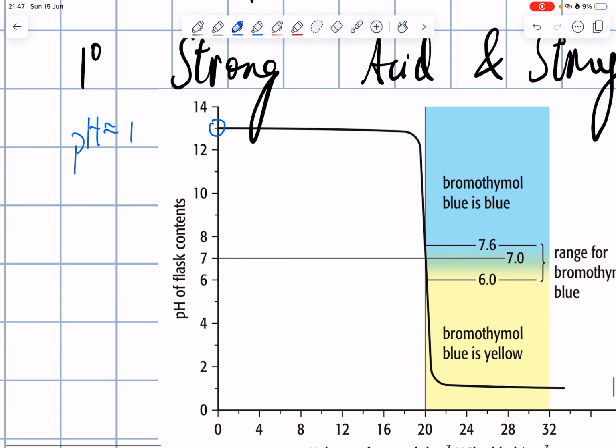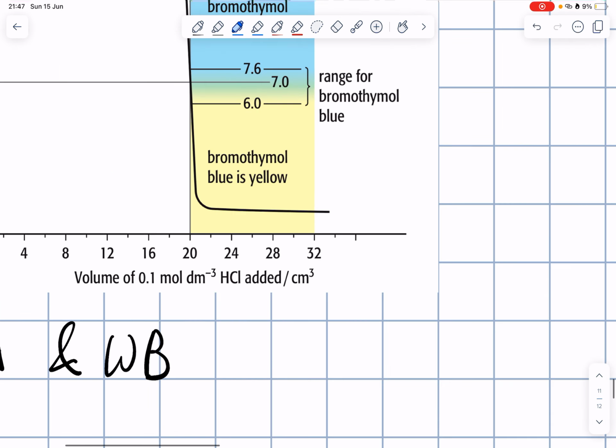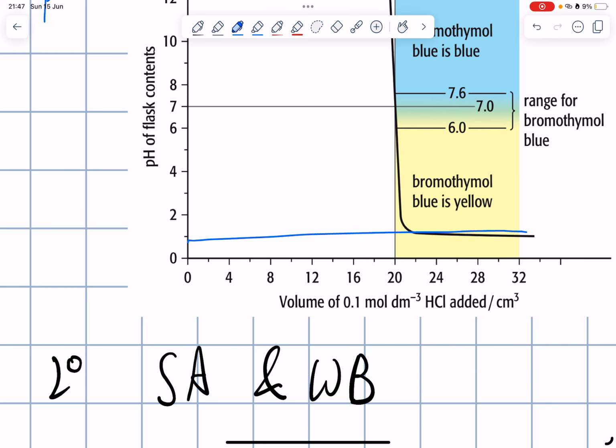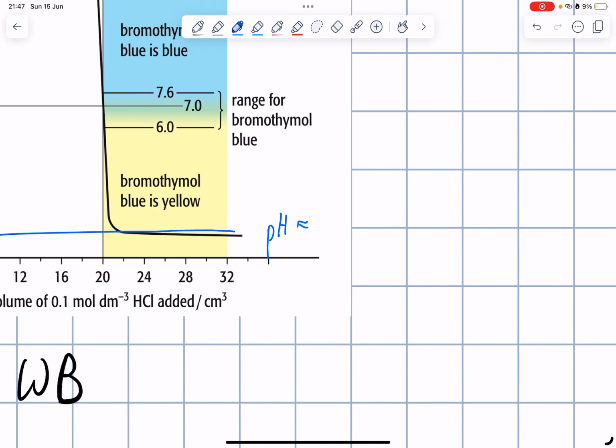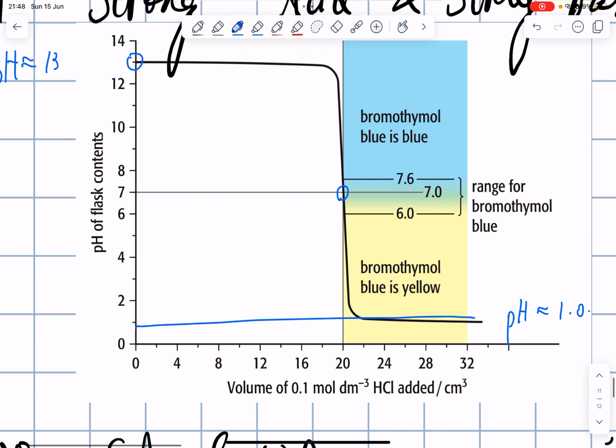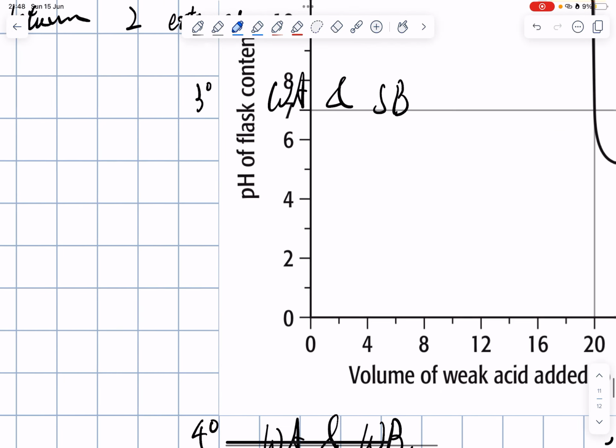So the pH initially is approximately 13, which is considered high, and at the point it's ending, you see pH is approximately 1.0, and the end point is approximately 7, pH equals 7, which means strong acid and strong base can naturally cancel each other to form a neutral solution when an appropriate volume of strong acid is added. So now let's turn to another graph.